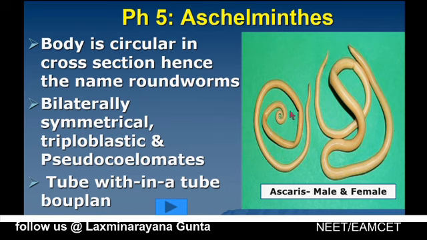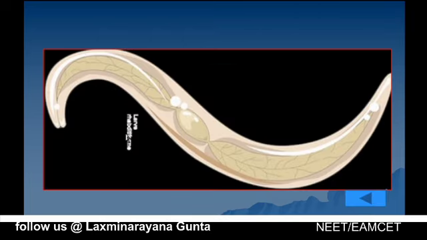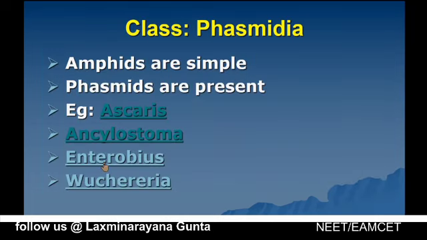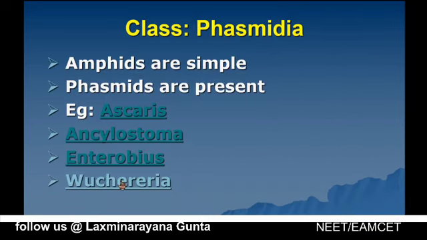This is an Ascaris male and this is an Ascaris female. The male has a coiled posterior end, whereas the female has a straight posterior end. Females are longer and larger than the males. Coming to the second example, Ancylostoma duodenale, called the hookworm. The next example is Enterobius vermicularis, called the pinworm. And Wuchereria bancrofti.